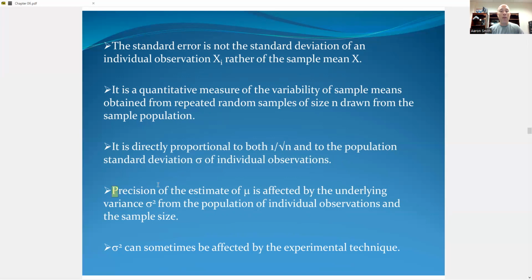Precision of the estimate of mu is affected by the underlying variance, sigma squared, from the population of individual observations and the sample size. Sigma squared can sometimes be affected by the experimental technique. So if I mess up something in my sampling, I might be sampling something other than what I actually think I'm working on.